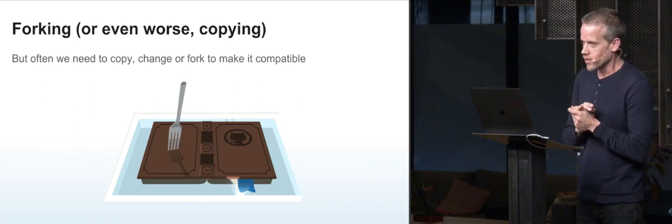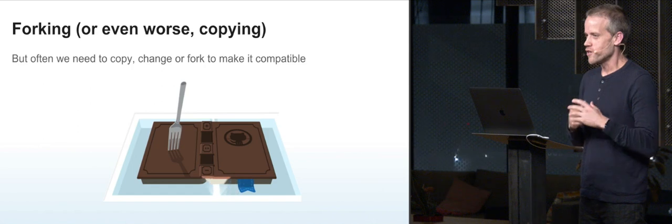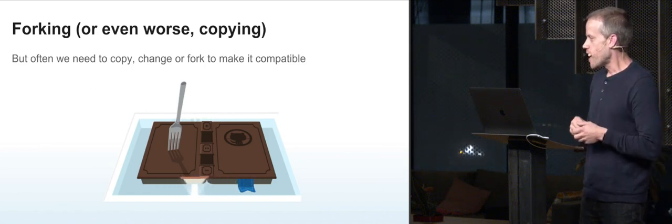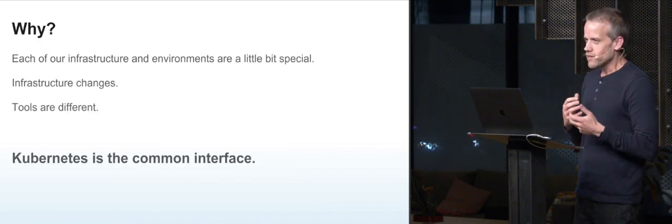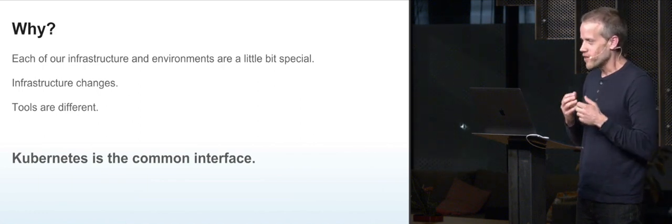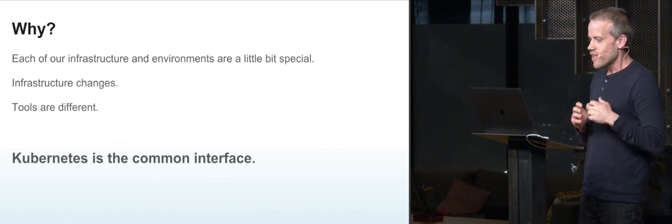Or even worse than forking it, they'll copy it because the Helm charts repo right now has hundreds of charts in one place, and so forking that's kind of difficult. So you end up copying it down, making all the changes you need to do it. And why do you have to do that? Well, because like we talked about, all of the infrastructure in the cloud, the environment that we want to run it on, is a little bit different.